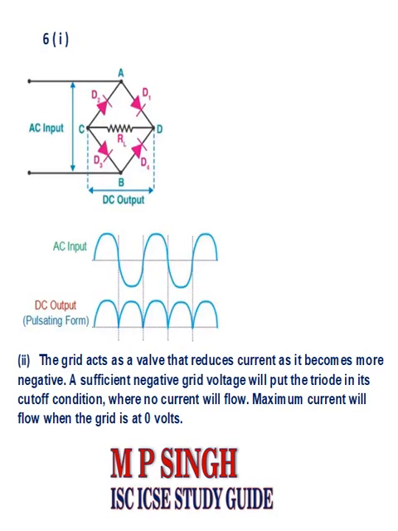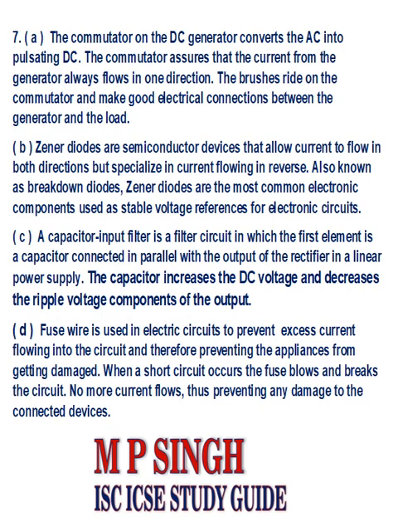Question 6. Part 1. Diagram of bridge rectifier is given along with input and output graphs. Part 2. Grid cutoff voltage is explained. Question 7. Functions of commutator, Zener diode, capacitor, fuse wire are given.